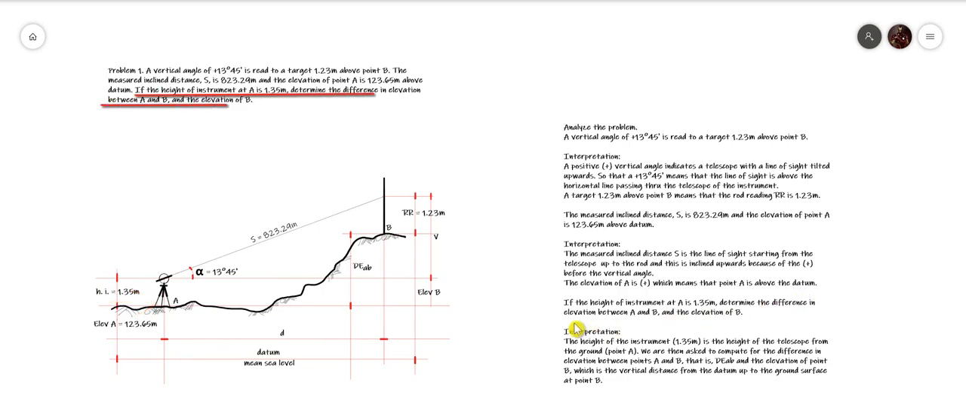Lastly, if the height of instrument at A is 1.35 meters, determine the difference in elevation between A and B, and the elevation of B. The height of the instrument 1.35 meters is the height of the telescope from point A. We are then asked to compute for the difference in elevation between points A and B, that is, dE sub AB, and the elevation of point B, which is the vertical distance from the datum up to the ground surface at point B.